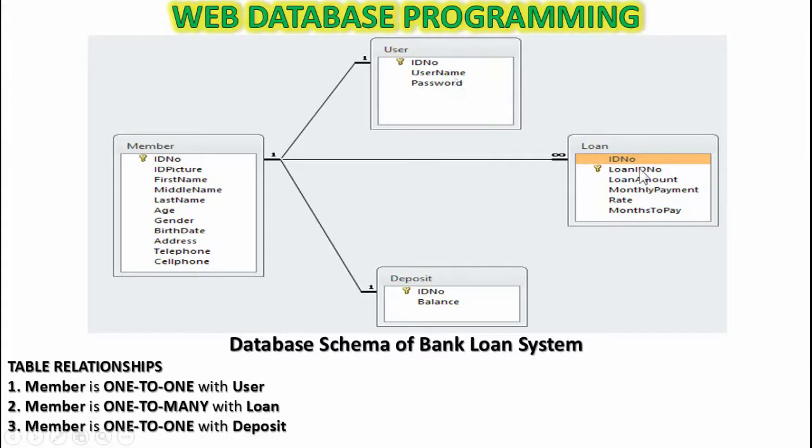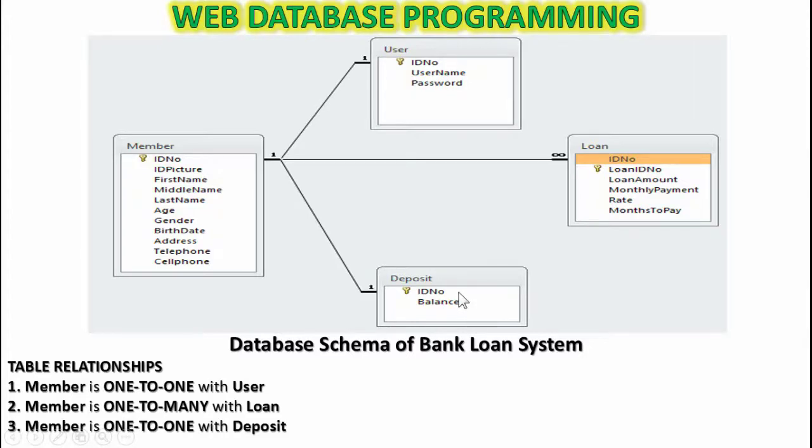The table loan has field names, namely ID number, loan ID number, loan amount, monthly payment, rate, months to pay. The chosen primary key is loan ID number, and the foreign key is the ID number. The table deposit has field names, namely ID number, balance. The chosen primary key is ID number.